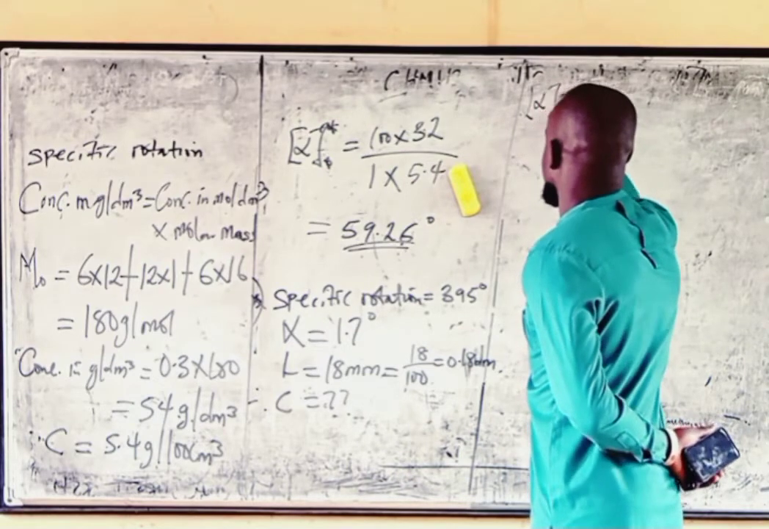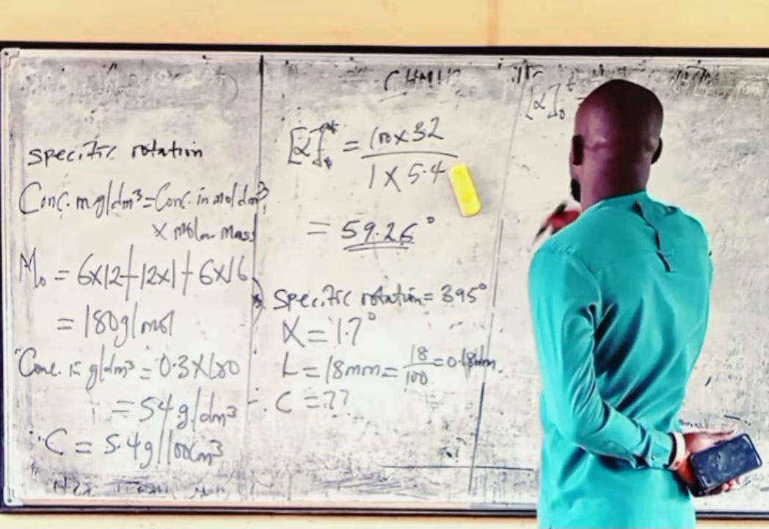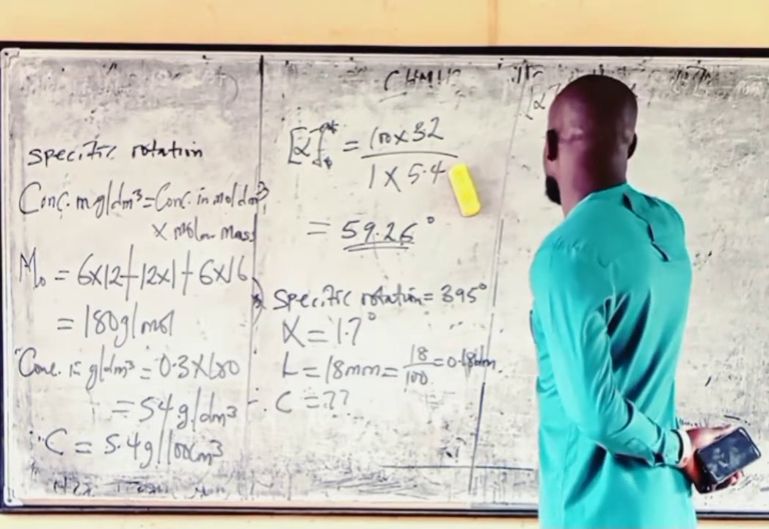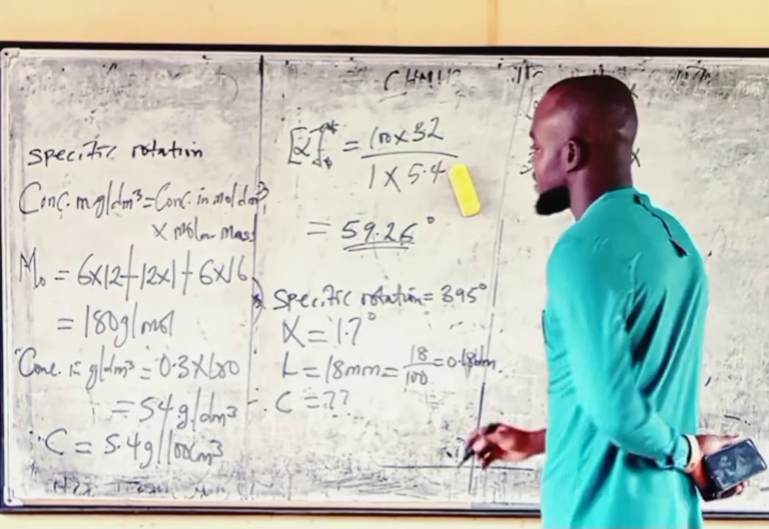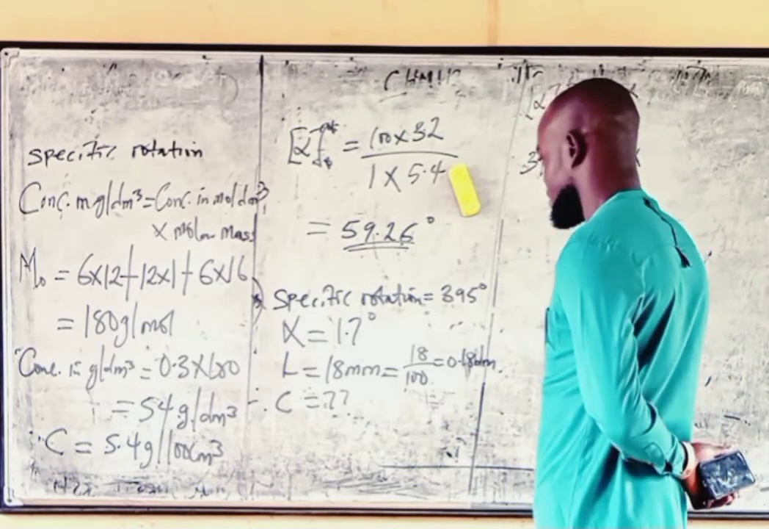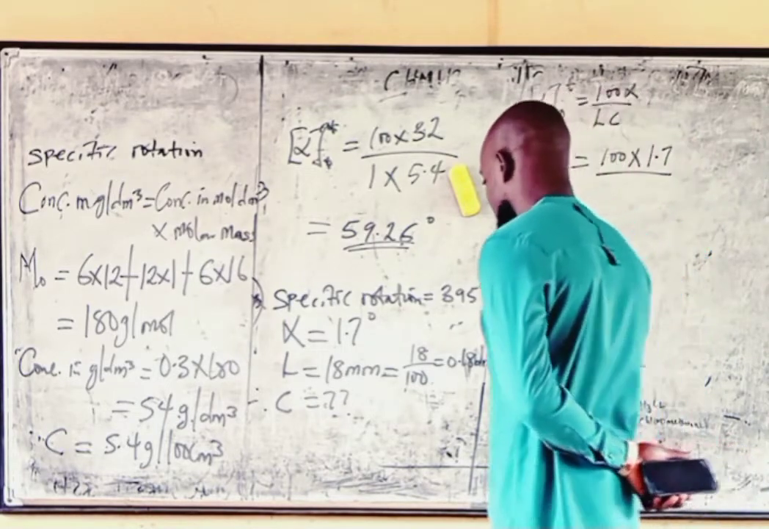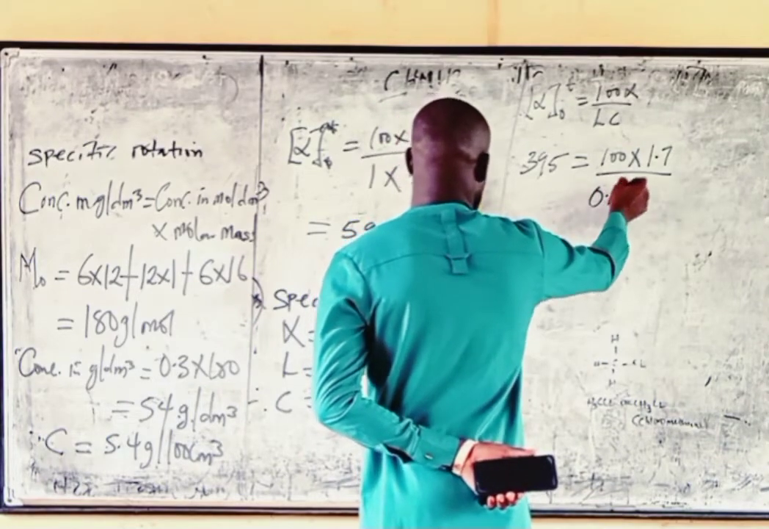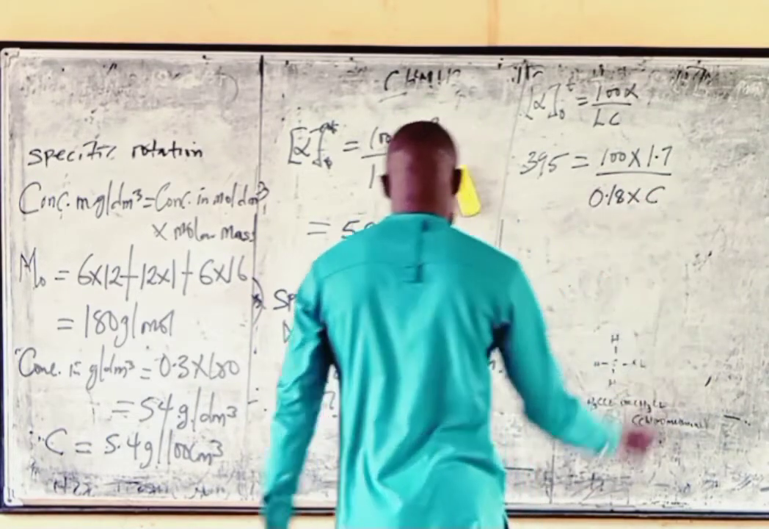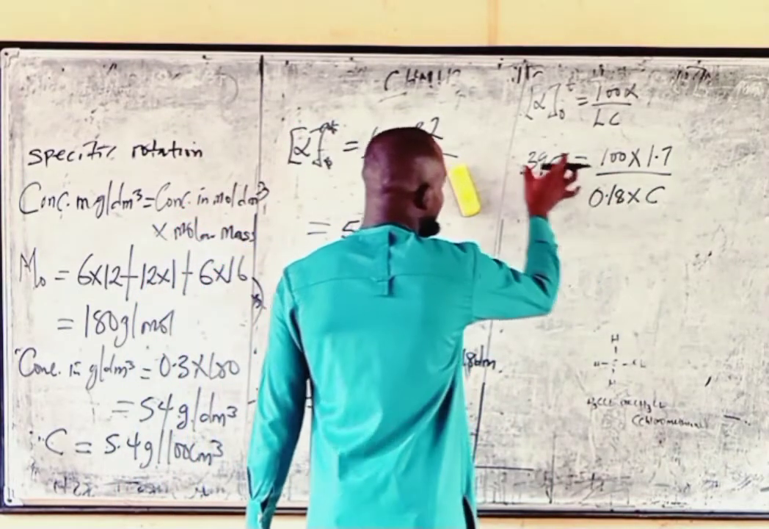We're still going to use this formula: specific rotation is equal to 100 alpha over b times c. So specific rotation is 395 already. 100 times what is our alpha? Our alpha is 1.7, over what's our length? 0.18, times our C.